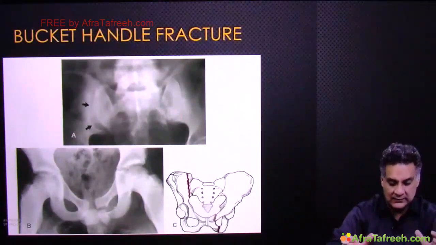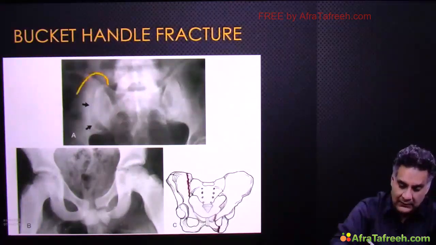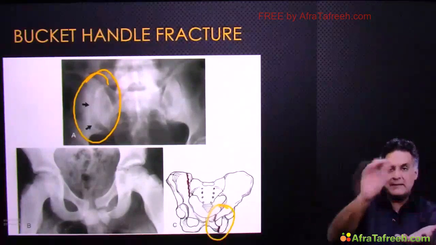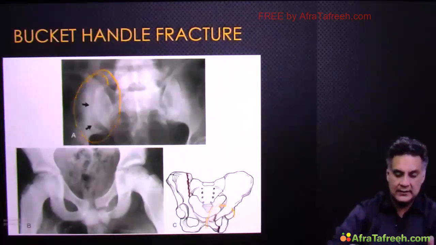Bucket handle fracture, you're looking at the pelvis fractures. Bucket handle fracture means that is a fracture of the posterior element of the pelvis on one side and the anterior on the opposite side. So it's a type B of the pelvis injury. So anterior, posterior, opposite side.